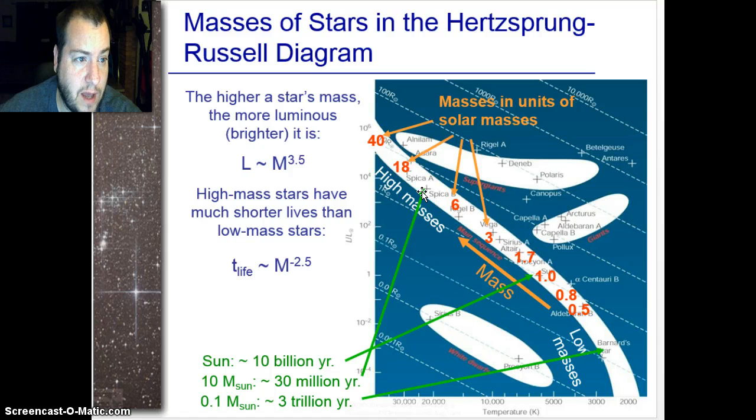Now that seems like a lot, but with a star, this is actually not a lot. That's very fast, 30 million years. Over here, check it out, 3 trillion years. That's a huge amount of time. So very low mass stars burn their fuel very slowly and last a lot longer than these high mass stars.